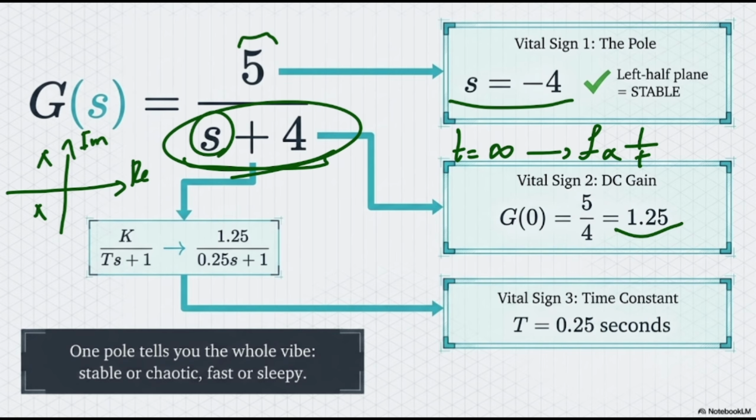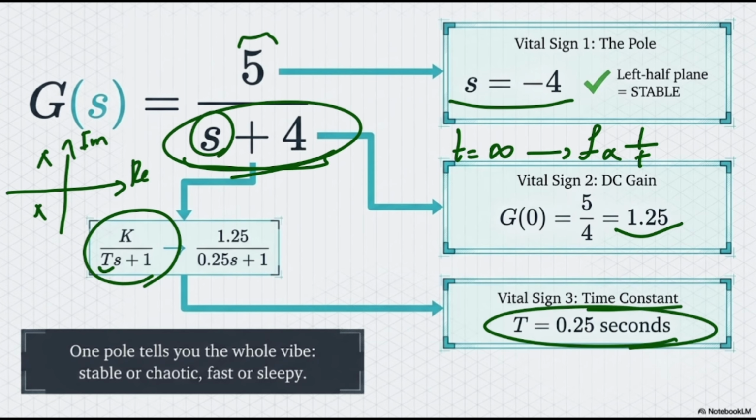Another thing that could be helpful is that the general or common formula for the first-order transfer function is K divided by Ts plus 1. T is going to be the time constant itself, and with this I can find my time constant related to whatever phenomenon is happening over there. So again, as we just saw, one pole is going to tell you why a system is stable or chaotic, fast or sleepy. At this point, it is going to be very useful.